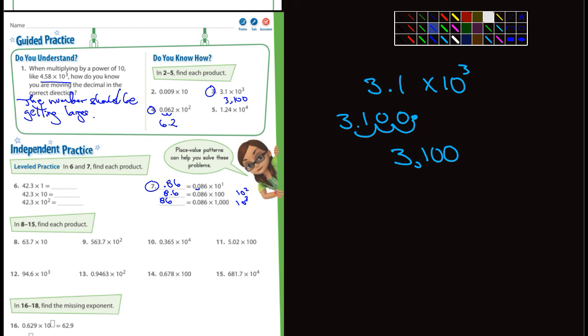But number 10 here, 0.365 times 10 to the fourth. So I'm going to move the decimal 4 places. 1, 2, 3, and then I'll have to add a 0. So it's going to become, looks like, 3,650. You know the decimal would be right there, but you wouldn't bother putting it there.